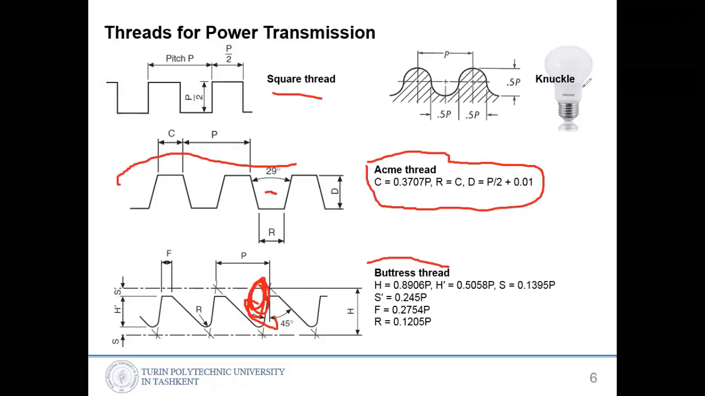In some cases, you can see the knuckle type threads, in a lamp. In the lamp here, you can see its shape is like this. There are no triangle crests, so it's a rounded shape. What do you think? Why is it made rounded? The question. Okay, for a larger contact area. Yes.